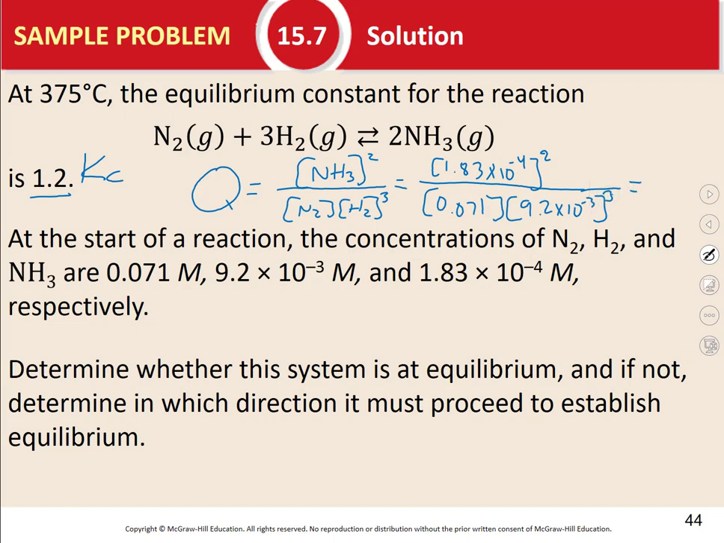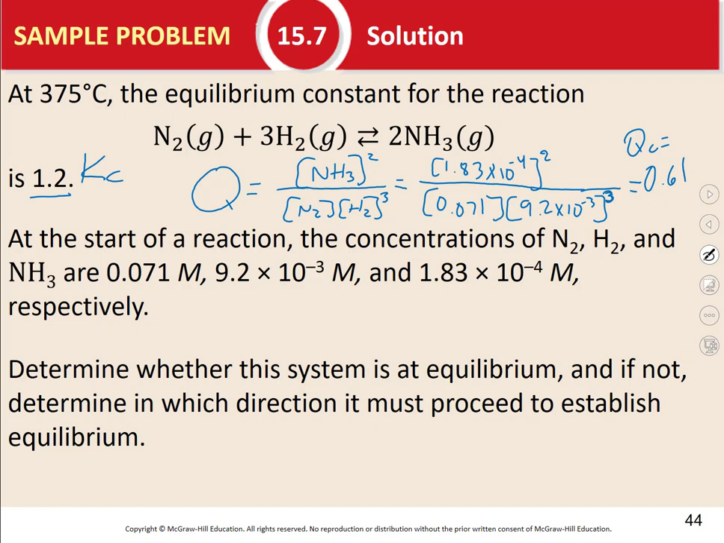So if you plug all of these into your calculator, you should get 0.61. So Qc is equal to 0.61. Now let's compare Qc to the Kc that they gave us. They gave us a Kc value of 1.2.